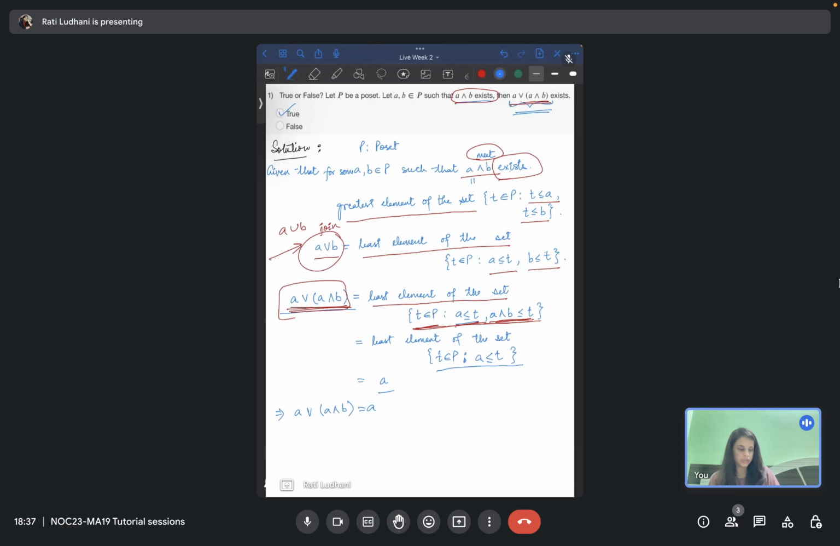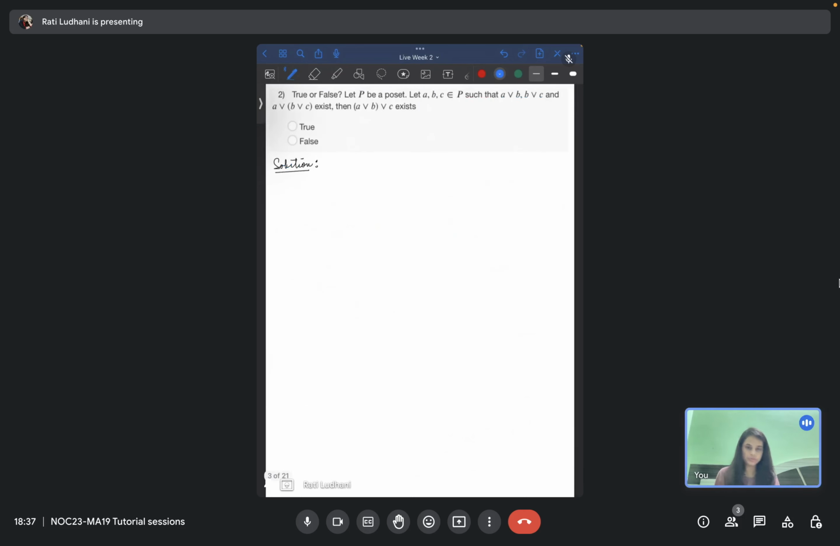Now what has been asked is whether this element exists or not. You know that A is there, so this always exists. If A meet B exists, then this is going to exist always. So this statement is true. Okay, great. Let's move to the next question.